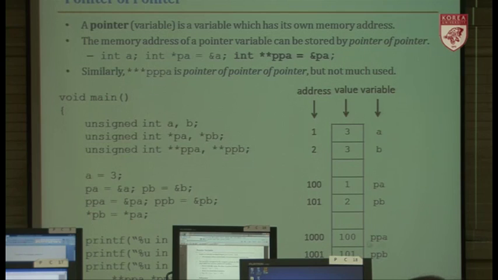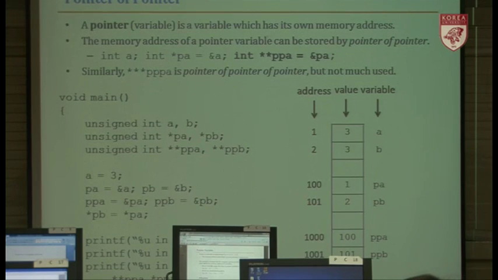So it's 101. PB's value is 101. It is very simple, nothing difficult. Then, by saying star PB equal to star PA, this B's value becomes 3. Okay. All right. You got it.